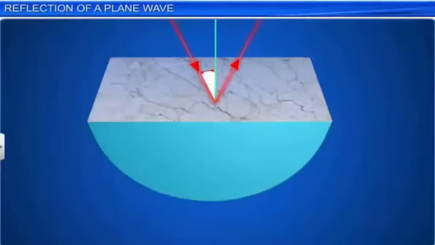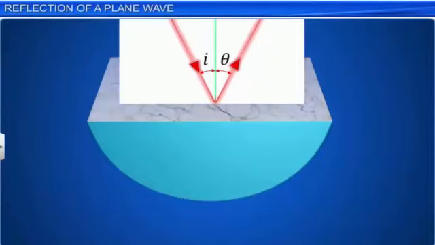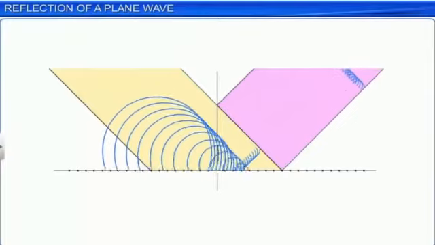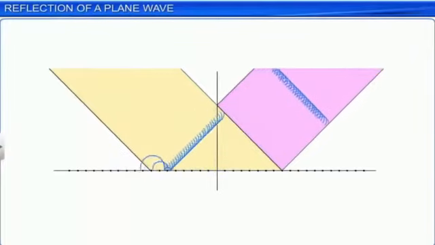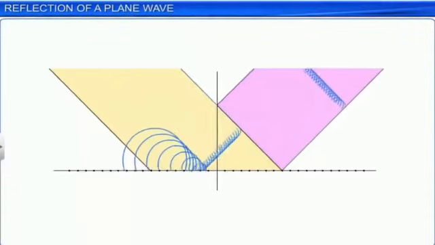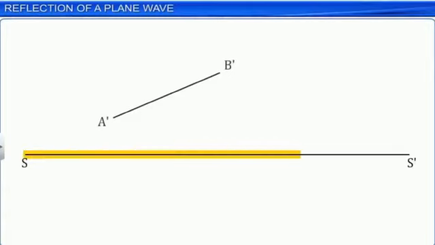In ray optics, you have already studied about the laws of reflection. Now we are studying them again, but on the basis of wave theory as the base. In order to prove the laws of reflection on the basis of wave theory, let us consider the reflection of a plane wave front A dash B dash from a plane reflecting surface S dash.